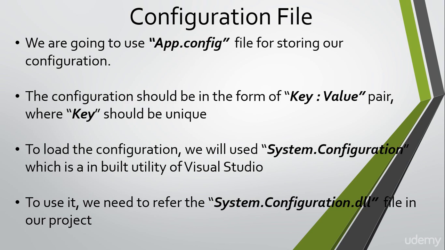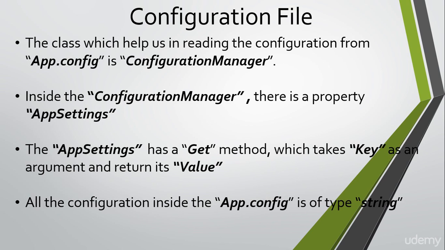Now in order to read the configuration from app.config, Visual Studio provides a utility, and that utility is system.configuration. So in order to use that utility, we need to refer the system.configuration DLL file in our project. Inside this system.configuration DLL file or assembly, there is a class called ConfigurationManager which helps us to read the configuration from app.config file. Inside the ConfigurationManager class, there is a property called AppSettings. The AppSettings has a method called Get.